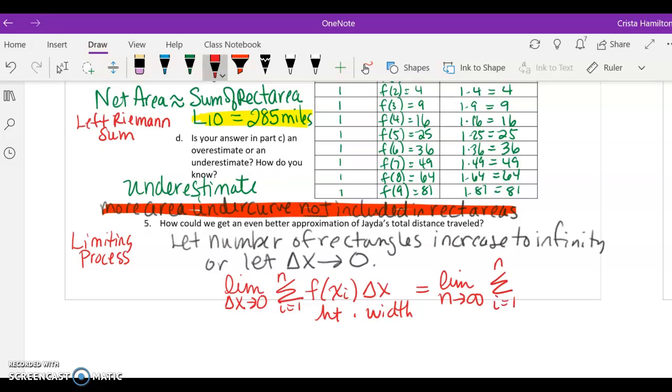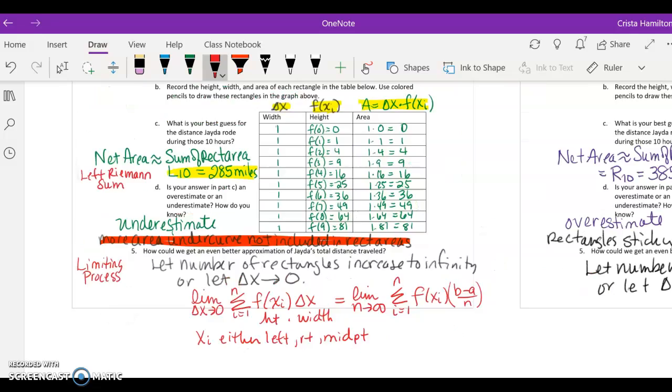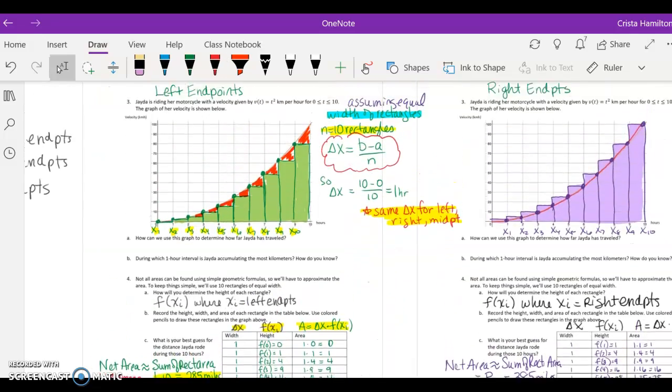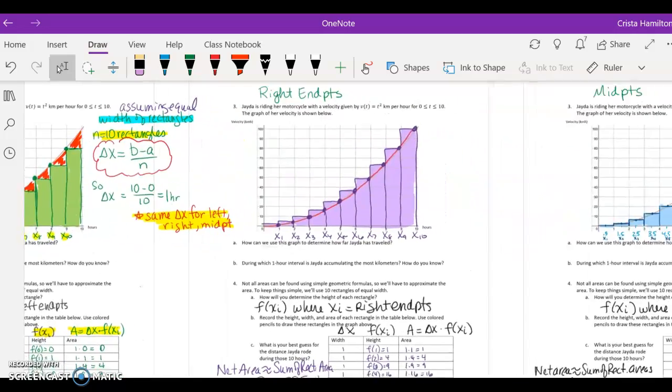equals 1 to n. Same height, f of x sub i, and delta x, I might change that to b minus a over n using that formula from above. And remember that the x sub i is going to be either a left endpoint, right endpoint, or midpoint. In the example that we did here, we used a left endpoint. All right, so now let's take a look at those of you that did a right endpoint.